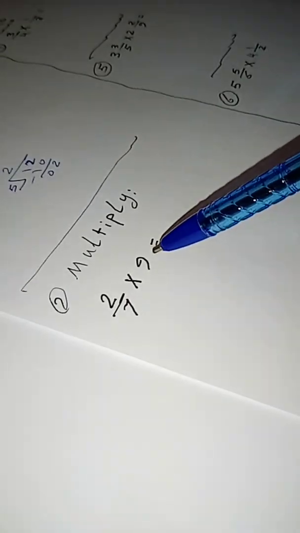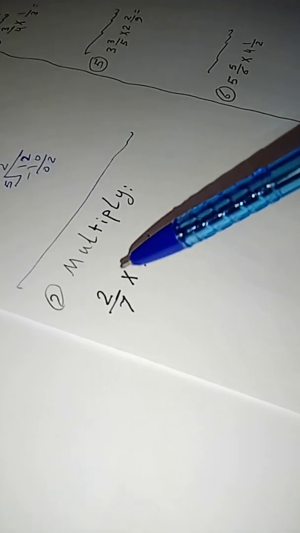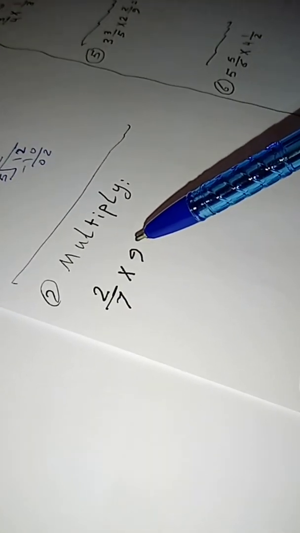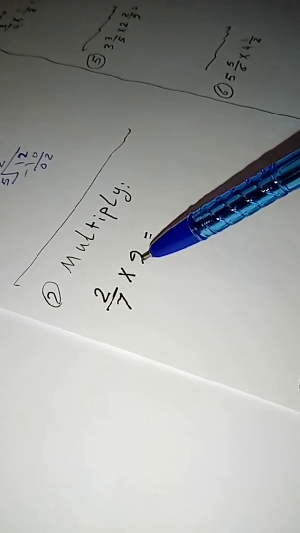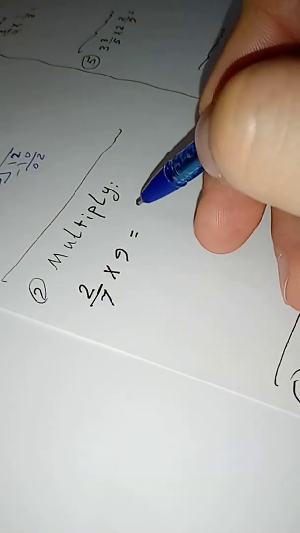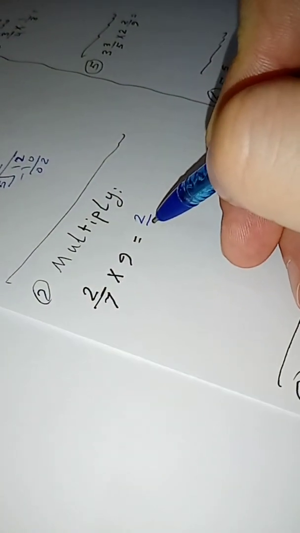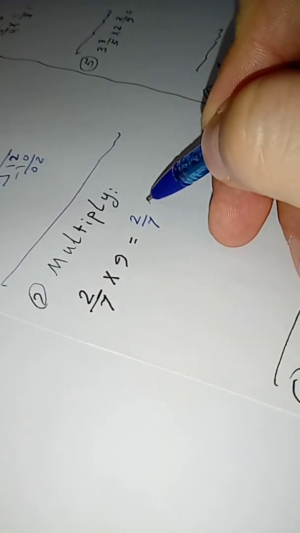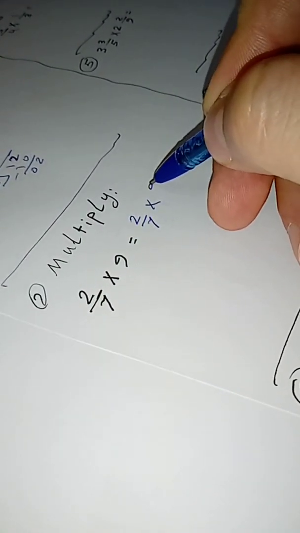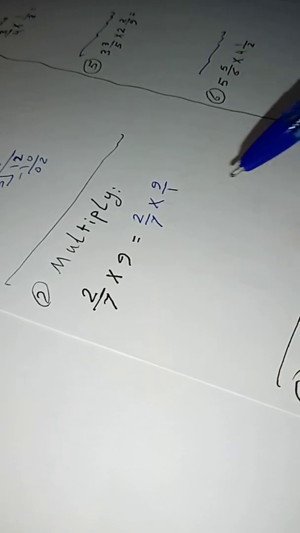The second exercise, also here we have multiply. As you see here, we have 2 over 7 multiplied by 9. 2 over 7 is a fraction and 9 is a whole number. So the first step, change the whole number to a fraction. So I can write 2 over 7 multiplied by 9 with the denominator here 1.